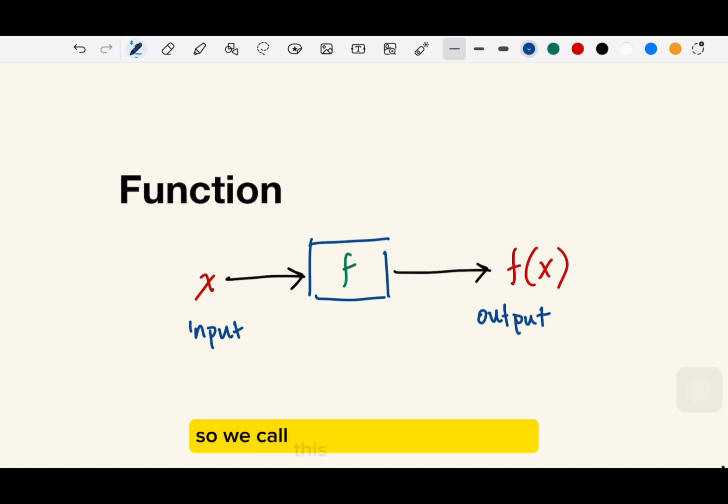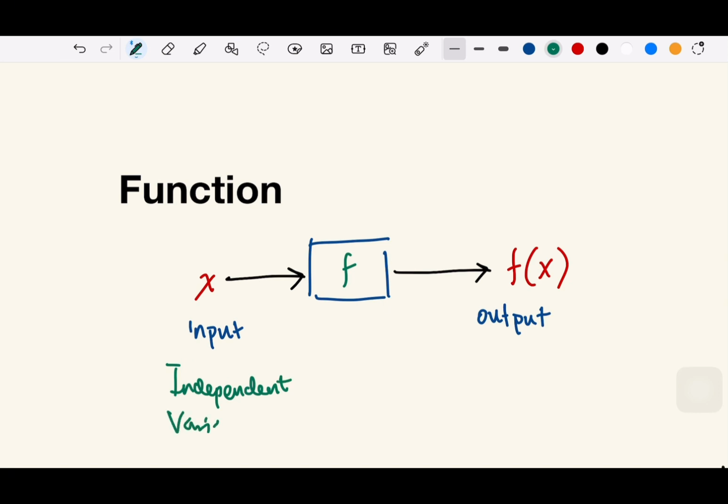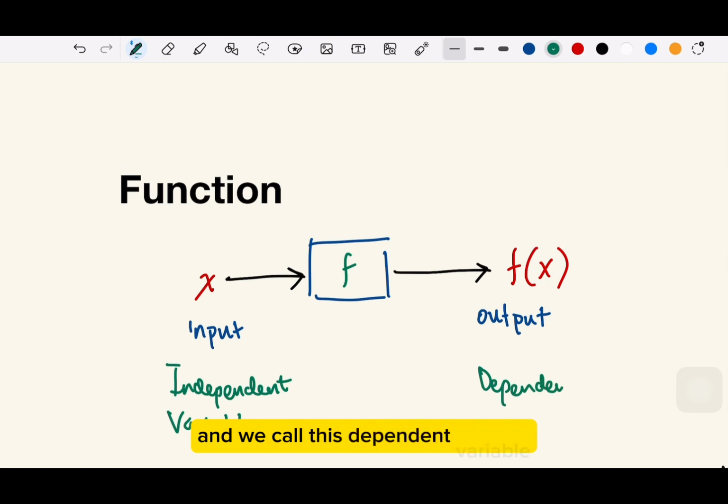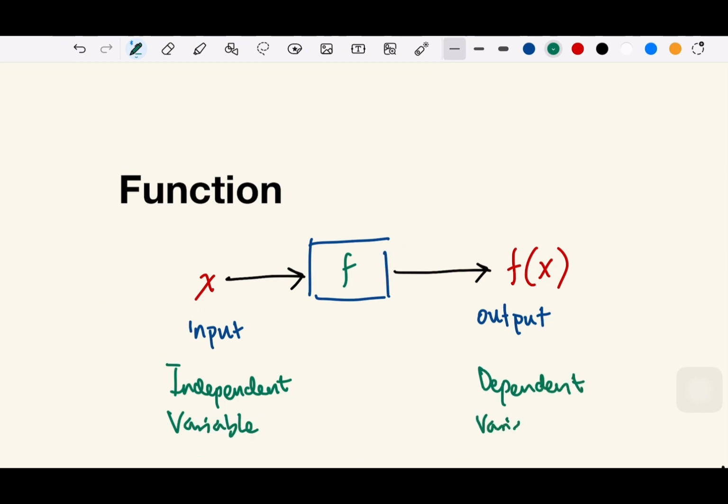So we call this the independent variable, and we call this the dependent variable.